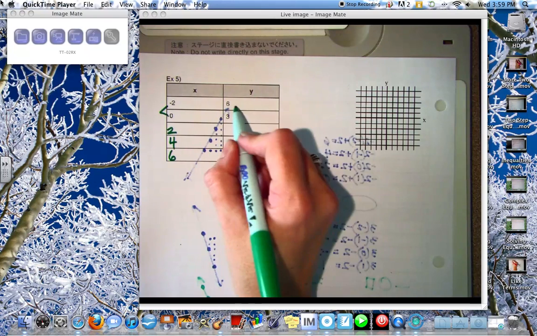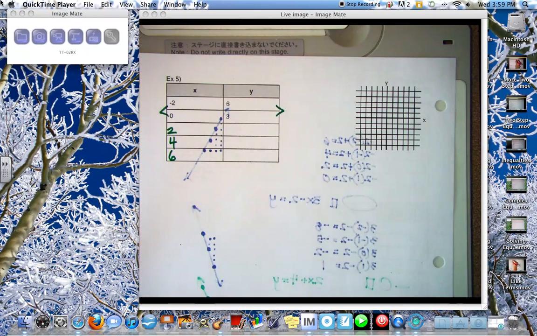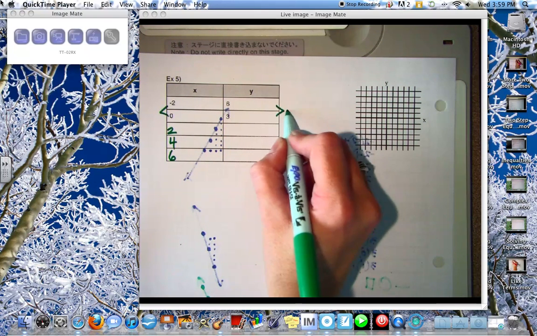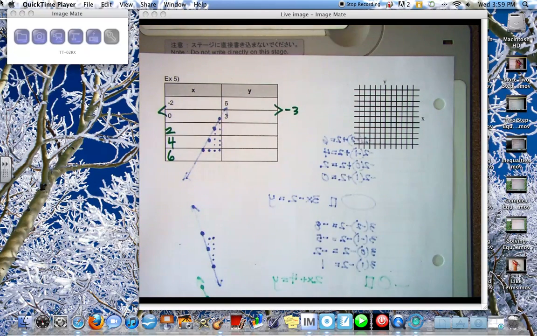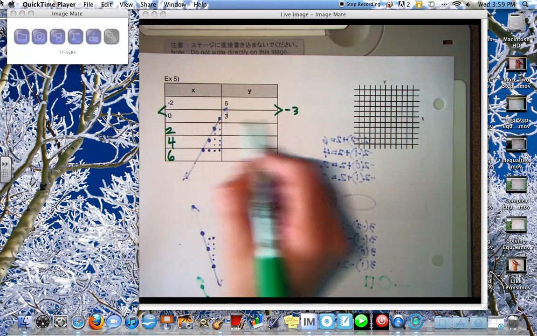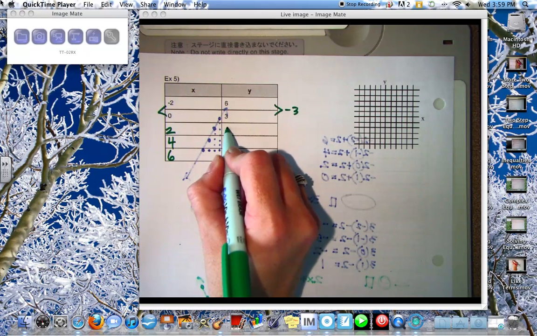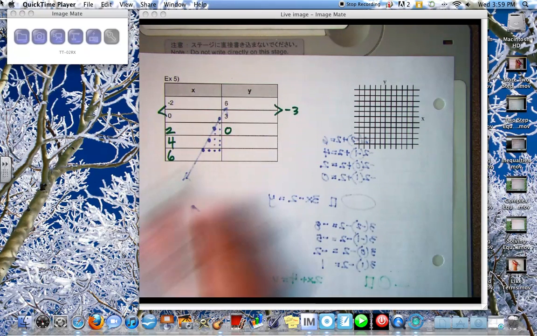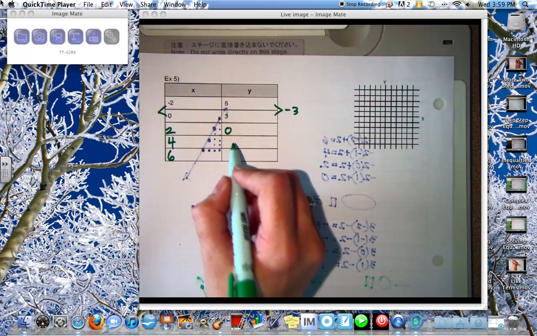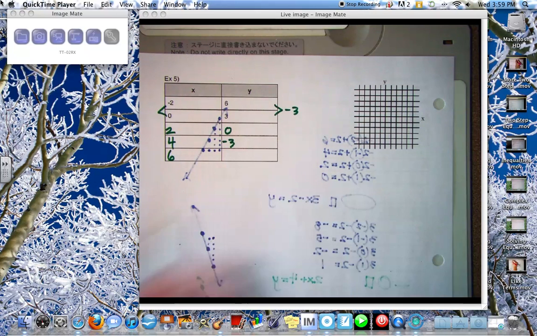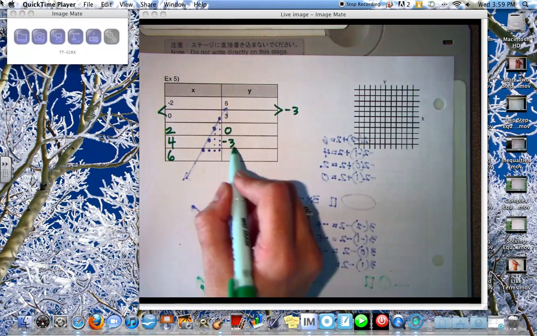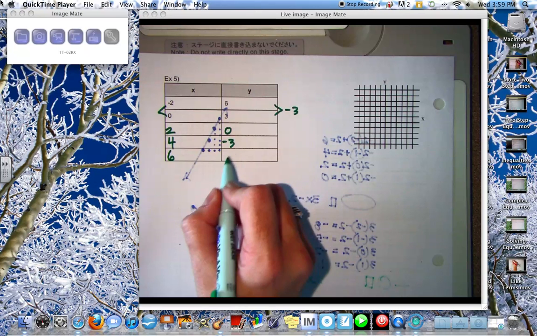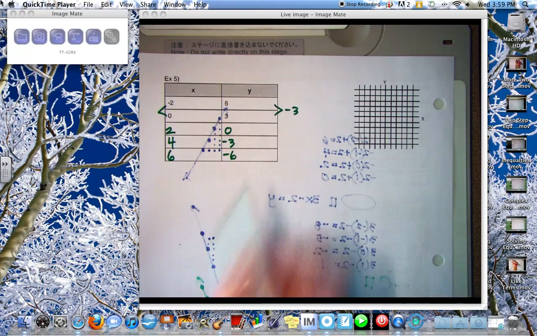In the y's, what's occurring on the y side? It looks like they're decreasing by 3. So next we have 3 minus 3, which would give us 0. 0 minus 3 would give us negative 3. And negative 3, take away another 3, gives us negative 6.